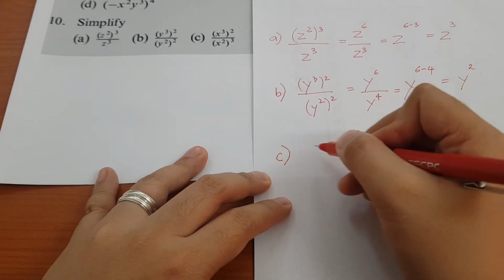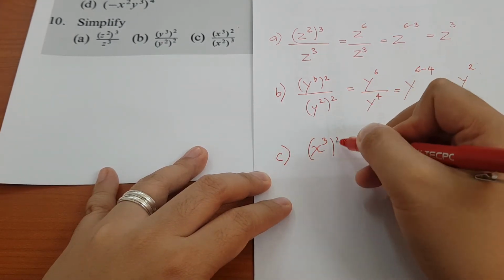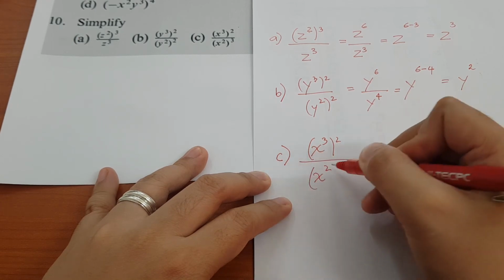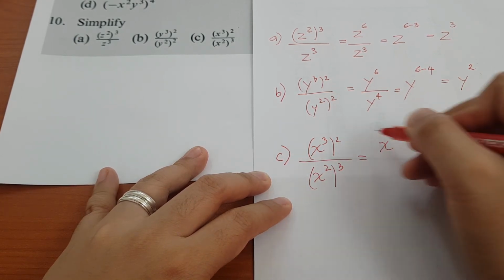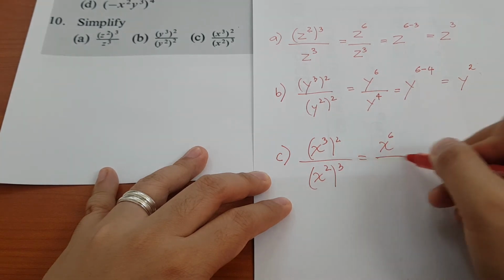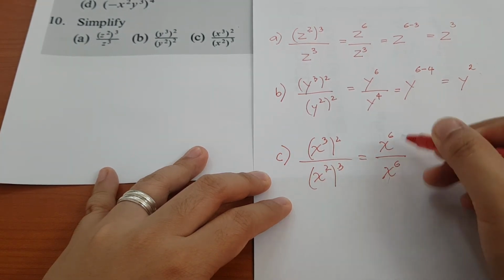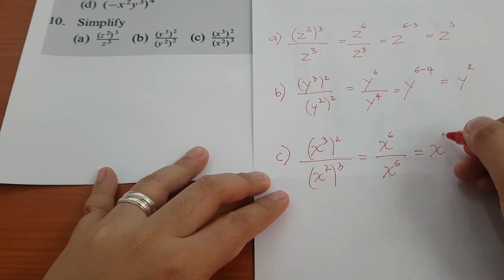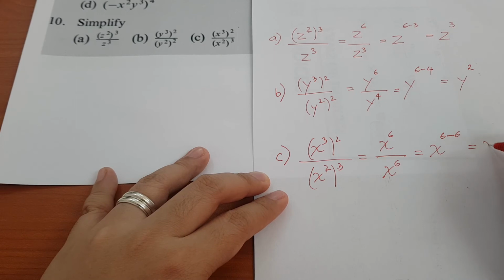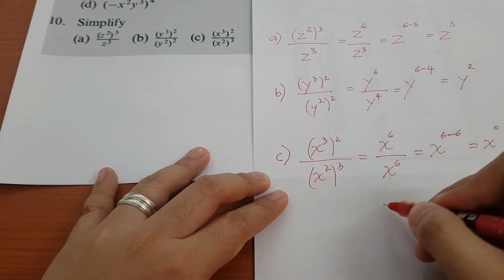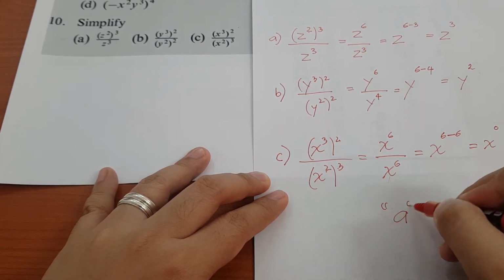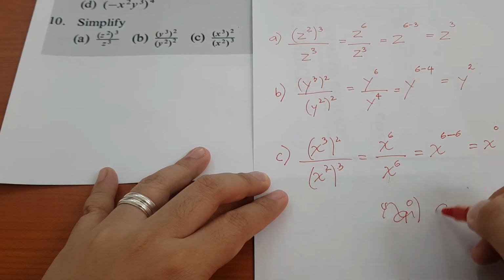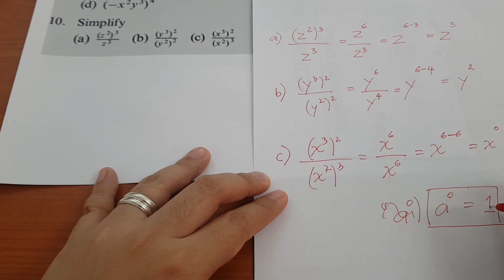Now for letter C question, x 3 power 2, x 2 power 3. So this will be multiply, 6 and 6. So it is division. So this will be 6 minus 6, which is x to the power of 0. And remember the rule, any number raised to 0, it's 1. So that's why this is 1.